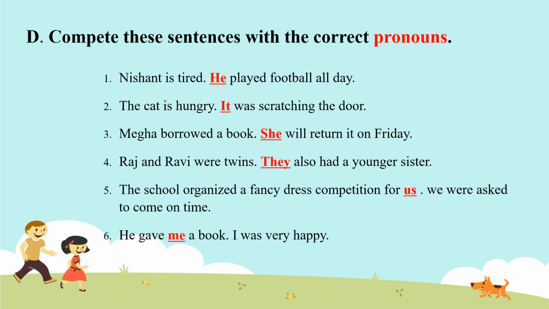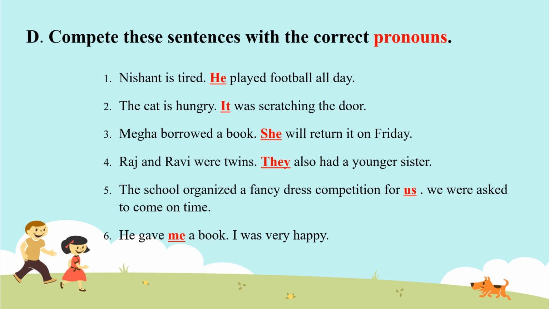Fifth, the school organized a fancy dress competition for dash. We were asked to come on time. Here we mean more than one person, so we use us. So the answer is: The school organized a fancy dress competition for us. We were asked to come on time.